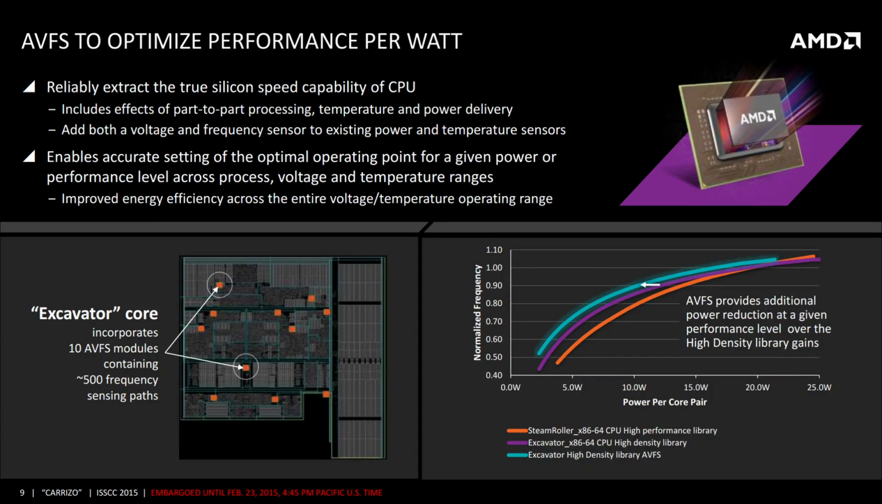Adaptive voltage frequency scaling is a technology that implements many silicon speed capability sensors and voltage sensors in addition to the already present temperature and power sensors. Silicon speed capability means the maximum operating frequency of a chip. AVFS enables setting the optimal frequency for a given power or performance level across process, voltage, and temperature ranges. More importantly, this technology can maximize the performance for a golden sample as well as a total dud of a chip. In other words, your golden sample will be able to clock a little bit higher than your total dud of a chip. Does this sound familiar, Ryzen overclockers?